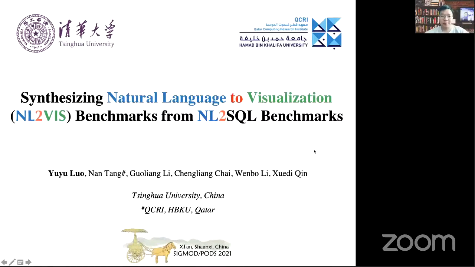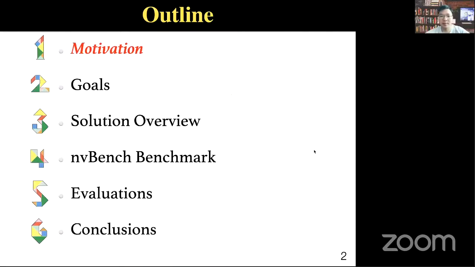Hello, everyone. I'm Yulo from Tsinghua University. Today, I will present our work, Synthesizing Natural Language to Visualization (NL2VIS) benchmarks from NL2SQL benchmarks. Let's begin with the motivation.